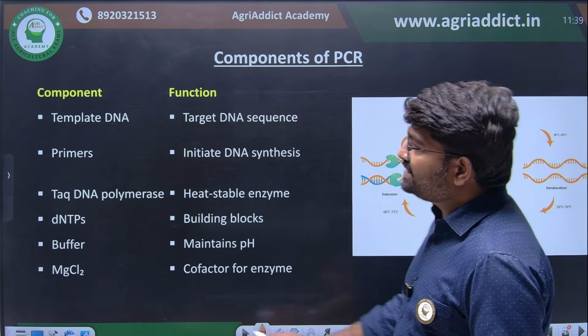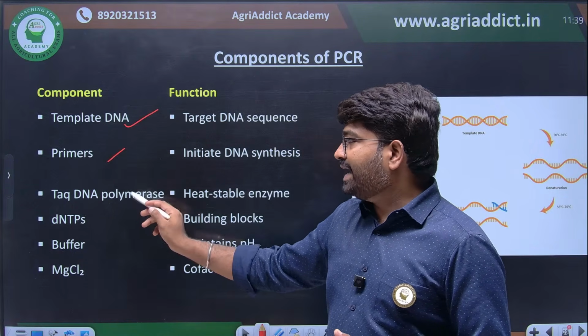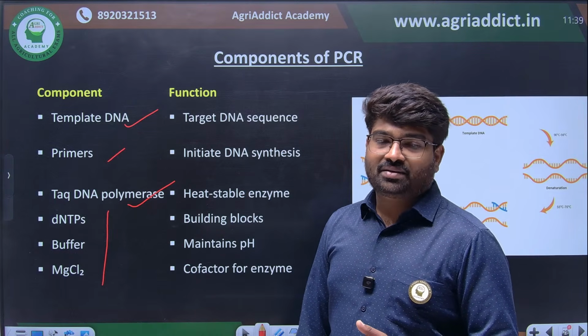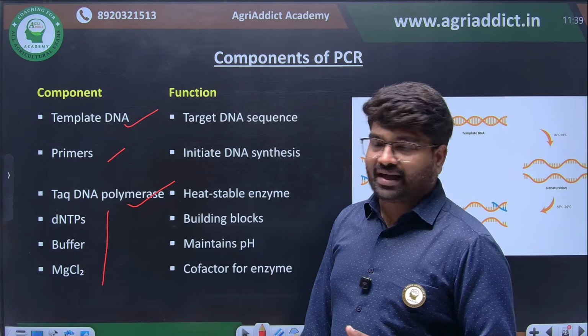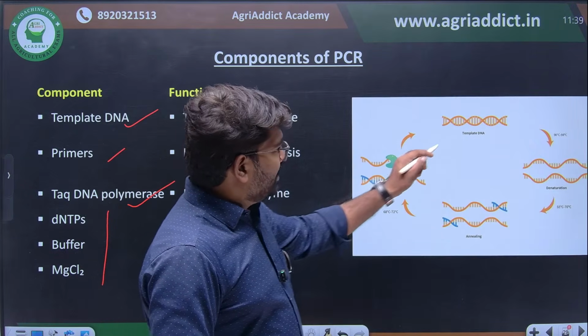So what are the basic components of PCR? Template DNA will be there. Primers we will add. Then Taq polymerase enzyme we will add. dNTP buffer and magnesium chloride we will add. The basic principle is what? You just see here. Our template DNA will be there.